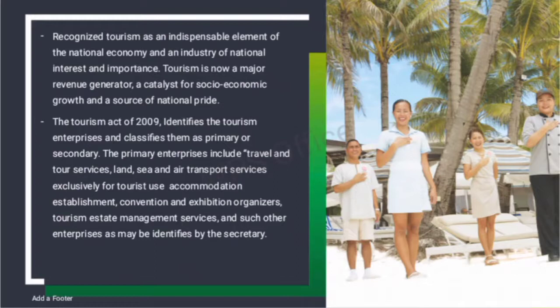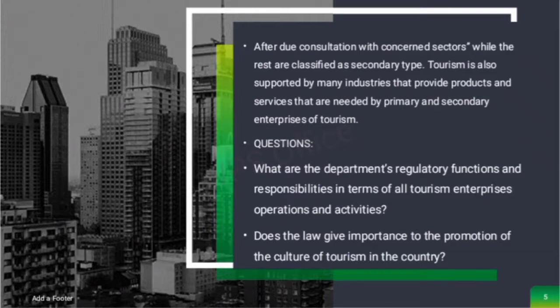For accommodation establishments, these are the hotels, resorts, lodges, etc. The estates management services include sports and recreational facilities, such as amusement parks, adventures, etc. And these are all the primary enterprises directly related to tourism, while the rest are classified as secondary. Tourism is also supported by many industries that provide products and services that are needed by primary and secondary enterprises of tourism. The secondary enterprises that may be related to tourism include restaurants, department stores, recreational centers, and so on.